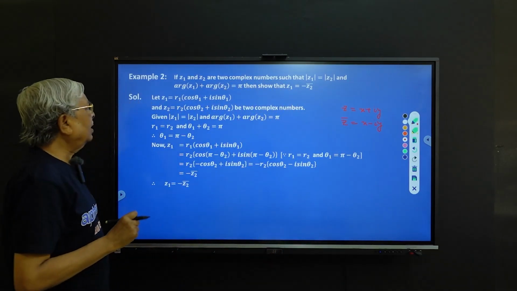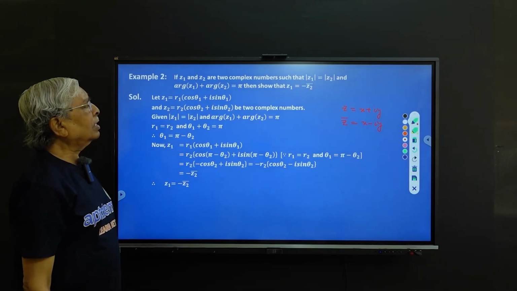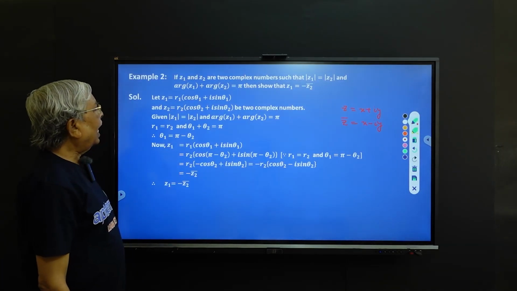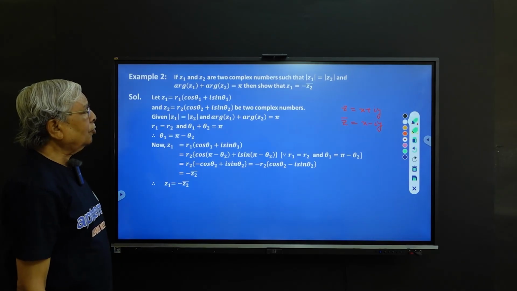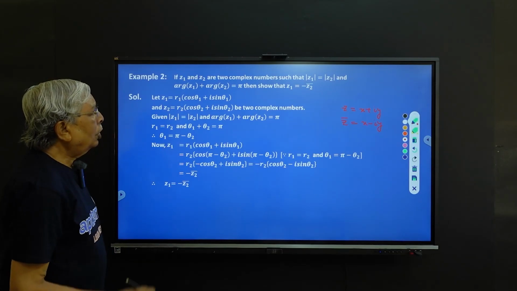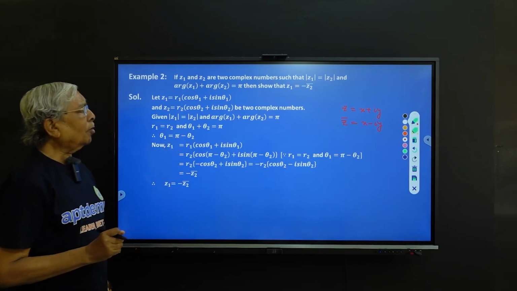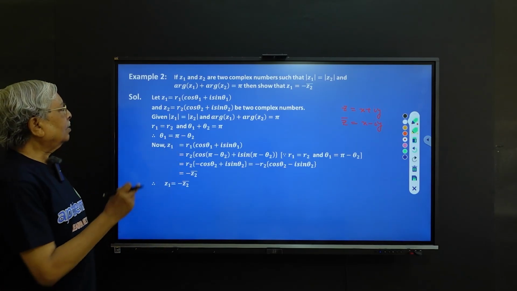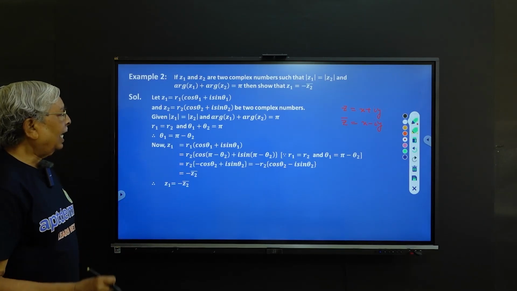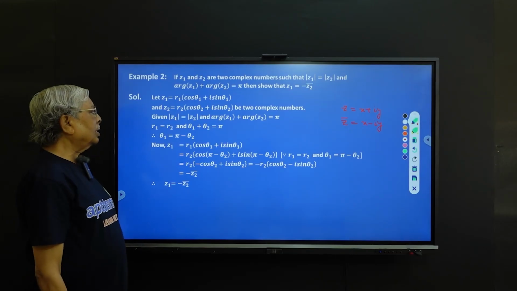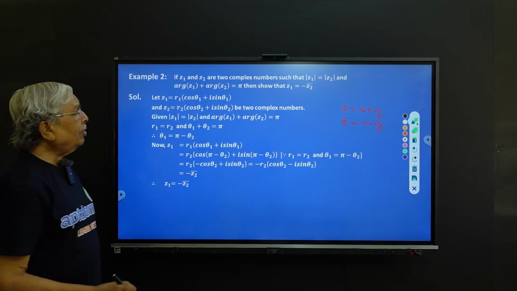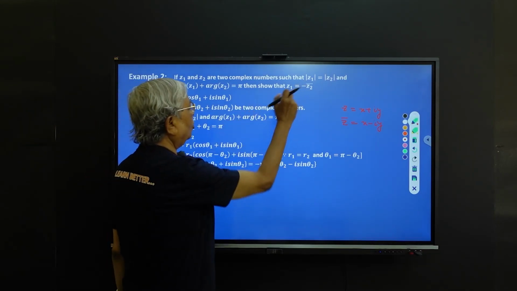So what you are given, z1 and z2 be two complex numbers such that mod z1 is equal to mod z2 and argument z1 plus argument z2 equal to pi, so that z1 equal to minus z2 bar. So let us take the polar form of the two complex numbers, that is z1 equal to r1 into cos theta 1 plus i sin theta 1 and z2 is equal to r2 into cos theta 2 plus i sin theta 2. Now what you are given, mod z1 is equal to mod z2.